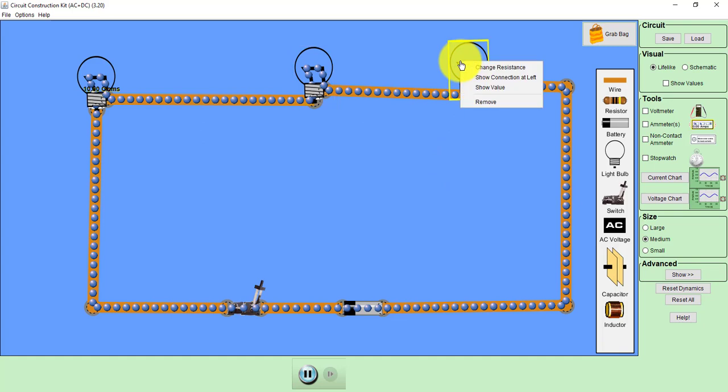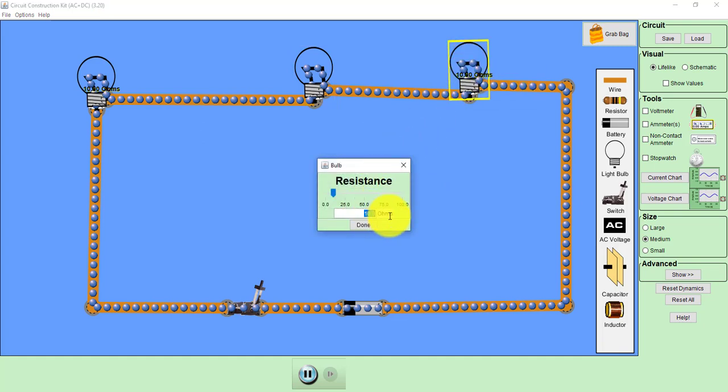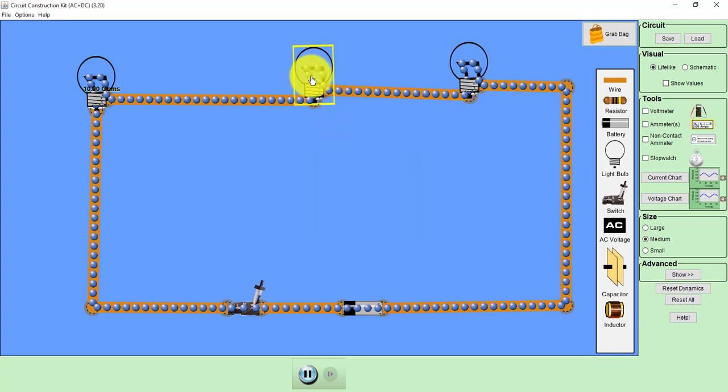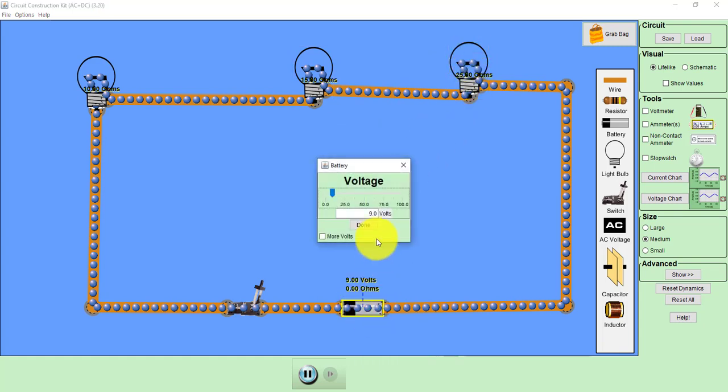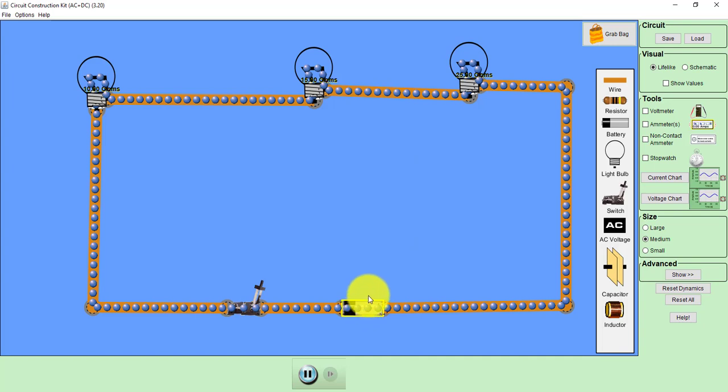Random values I am taking. And this bulb, let us say it has a resistance of 25 ohm, and we will click on show value. And the battery voltage, let us keep it as 100 volt. So our battery voltage is 100 volt. This bulb has a resistance of 10 ohm, this bulb has a resistance of 15 ohm, and this has a resistance of 25 ohm.